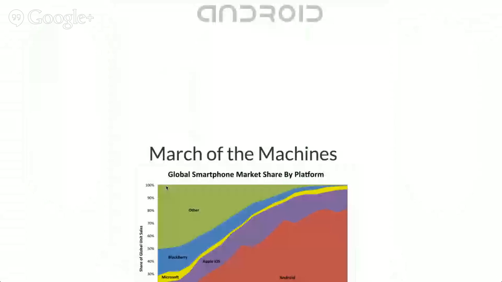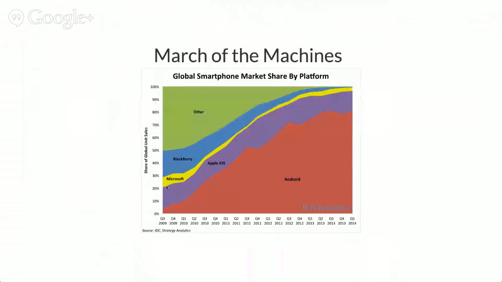So basically, why Android? Android now has, as of 2014, the largest market share. So if you write an app, a lot of people are going to download it, basically.